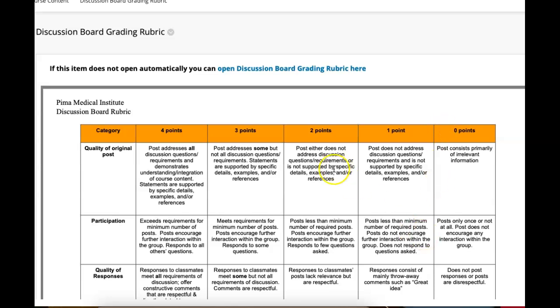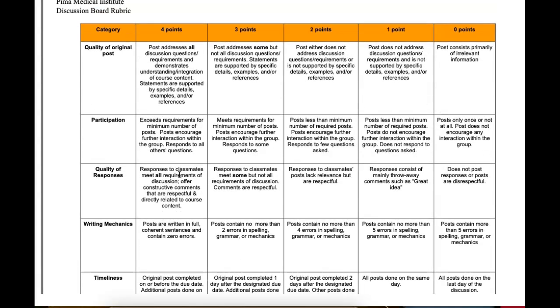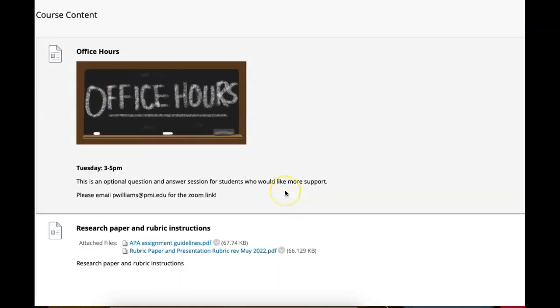So this is what I look for in the responses: the quality of your original post, your participation, which would be your reply, the quality of responses, which would also be your reply, how your writing looks, and making sure that you submit it on time. And if you do both the initial post and the reply, and the word counts are right, and it looks like you took your time and wrote it in a way that makes sense, you're going to get full credit. So don't stress about that. All right. Hopefully that helps with the discussion boards.